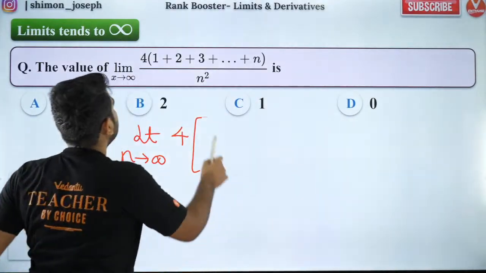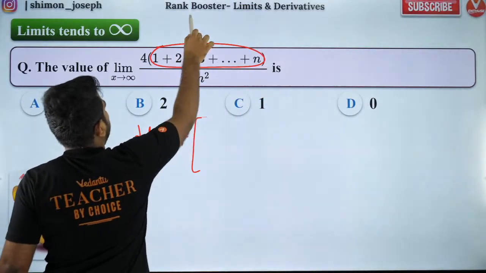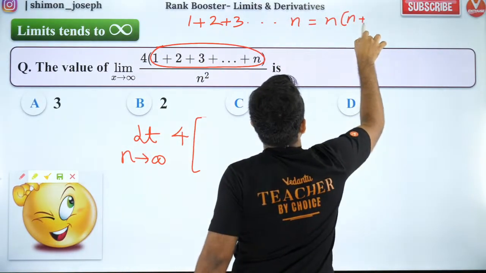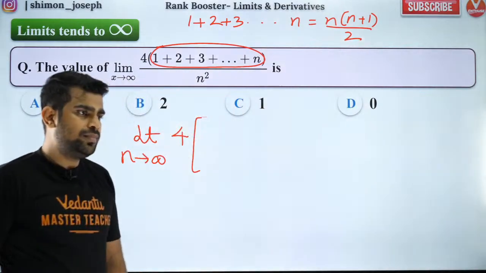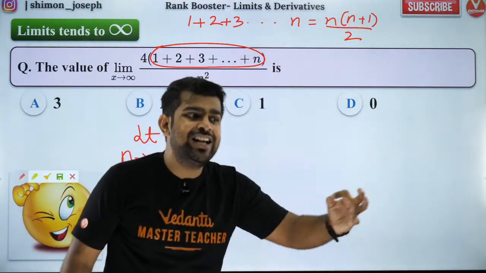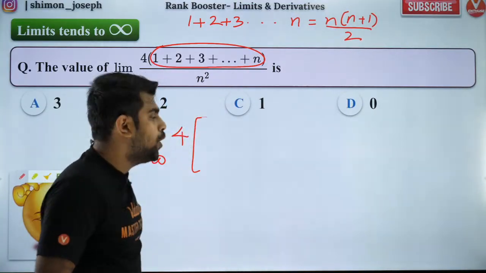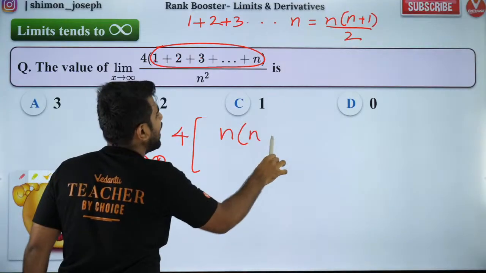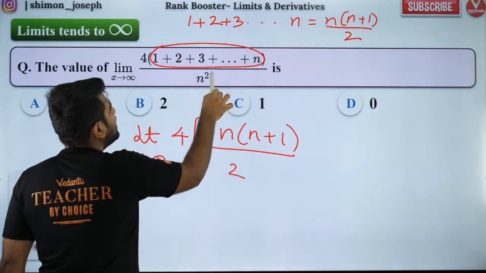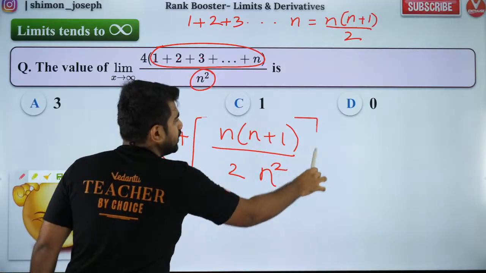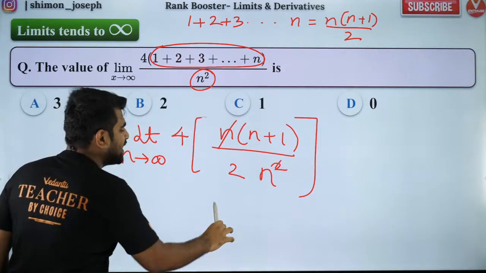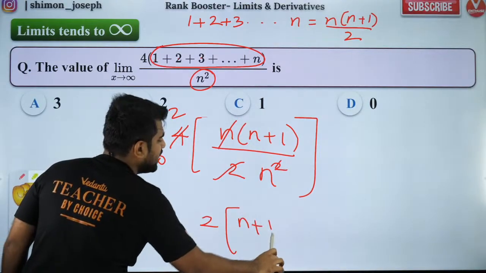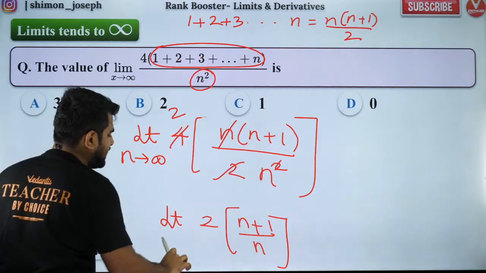You can finish it by using summation. So what is the sum of first n natural numbers? The sum of first n natural numbers is equal to n into n plus 1 by 2. Are you all clear? So that is what I'm going to write here. 1 plus 2 plus 3 plus 4 till n is nothing but n into n plus 1 by 2, and in the denominator you have n square. Are you all clear? So I'll cancel one n and one n. Now what will I have? 4 by 2 will become 2. So I'll have 2 into n plus 1 divided by n, and we have limit n tending to infinity.